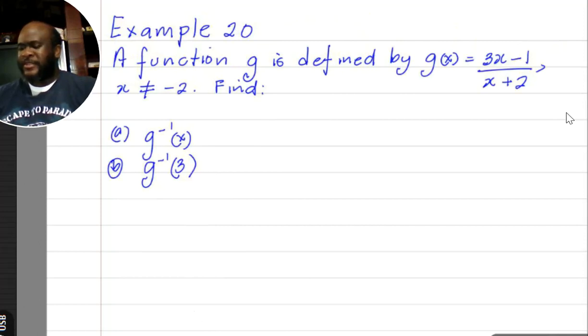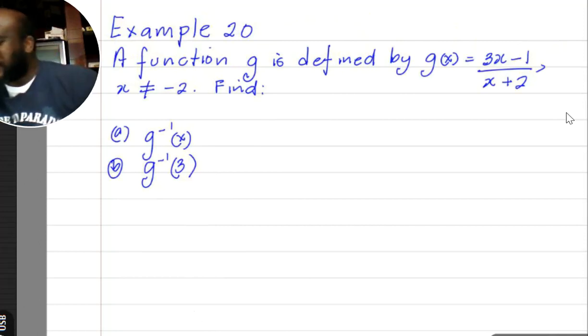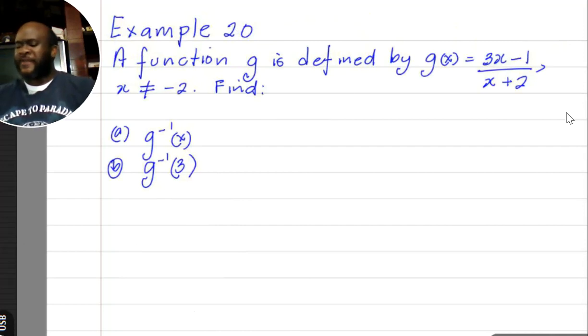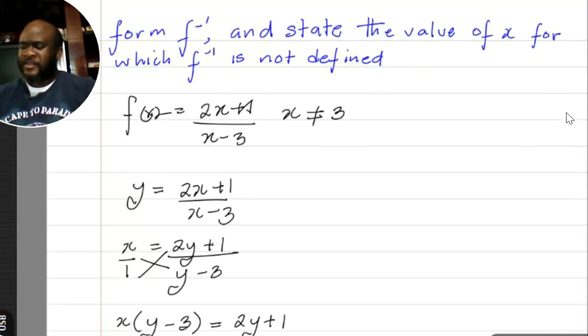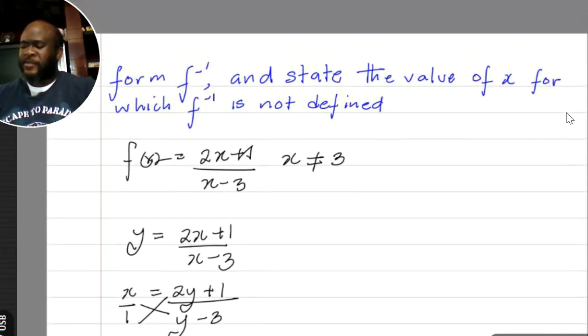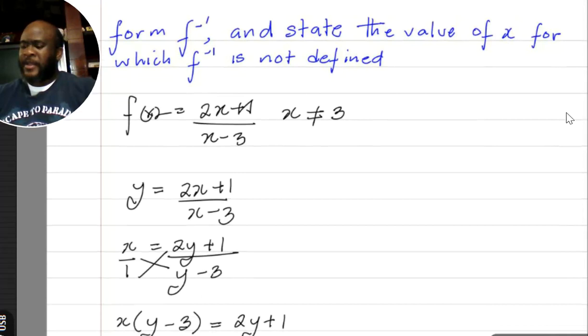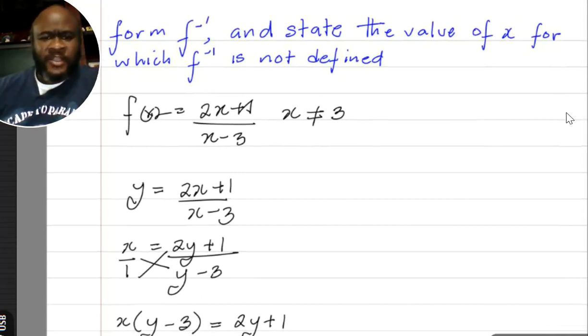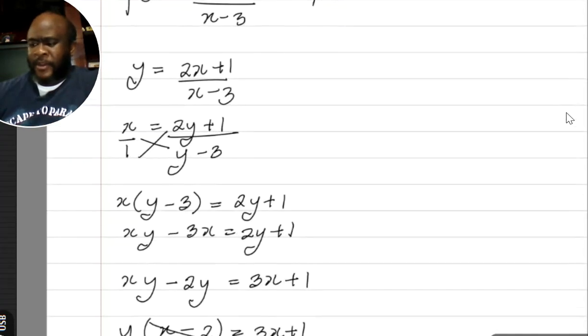Example 20. It says the function g is defined by g of x is equal to 3x minus 1 over x plus 2, where again x cannot be equal to minus 2. Oh, there was something else in the previous question we should have answered. The last part of the question says that we need to state the value of x for which f inverse is not defined. All right.